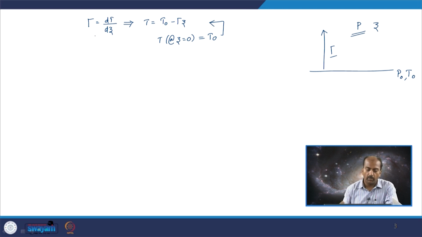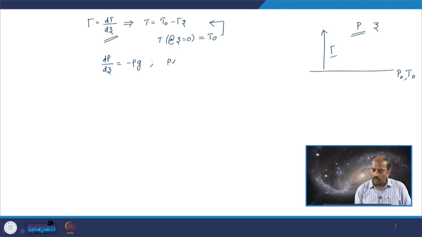And what is gamma? Gamma is dT over dz. And we have assumed that this rate is uniform. I mean, there are no sudden changes in the atmospheric temperature. Now, the other equation that we will use is dP over dz equals minus rho g, and P alpha equals RT.